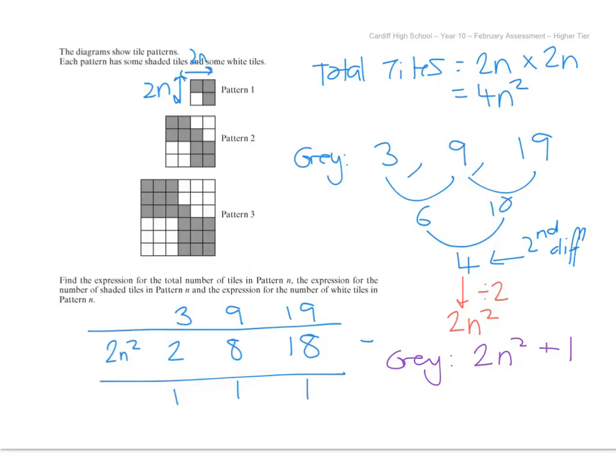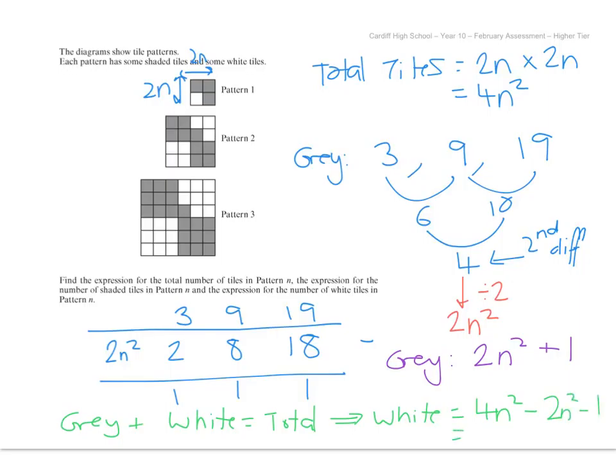Right, now we might have to go through that same process again to get the white ones, but there's a little bit of a trick that we can use, because we know that the grey plus the white has to equal the total. So to get the white, all we need to do is do the total number of tiles, 4n squared, and then subtract the grey, so 2n squared plus 1, so it's minusing everything, and that's going to give me 2n squared minus 1 for the white.